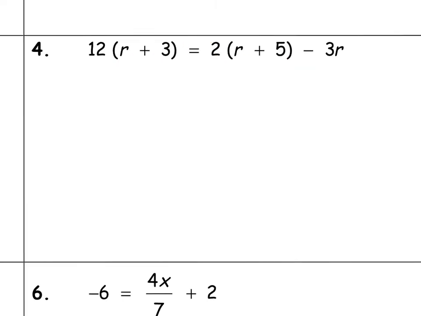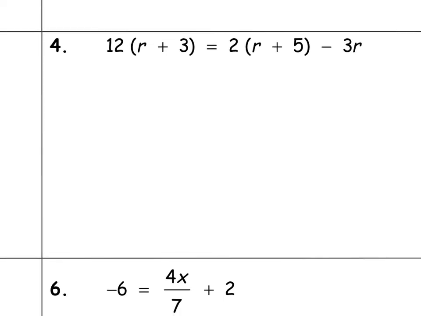Okay, so looking at number 4, what's going to be our first step here? Good, so on this one, we're going to again have to start by distributing. So I'm going to distribute my 12.